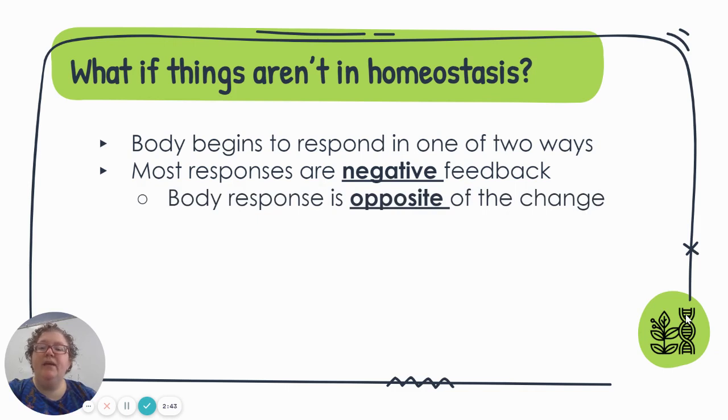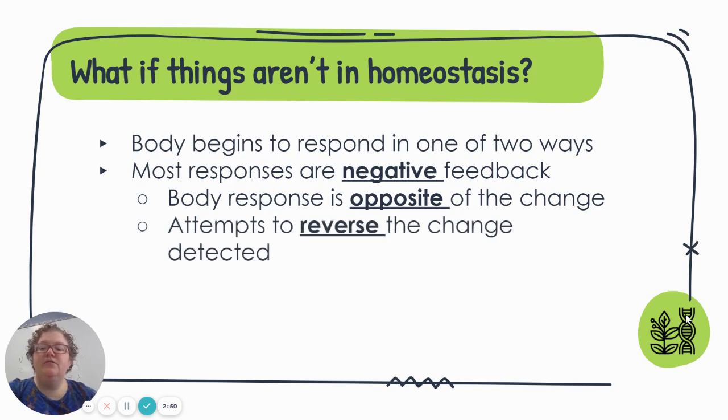For negative feedback, the body's response is going to be the opposite of whatever change occurred, right? The body is going to attempt to reverse whatever change was detected. So if something's at homeostasis and then there's a change, negative feedback is going to do the opposite of whatever that change is to try to reverse it and get it back at homeostasis.